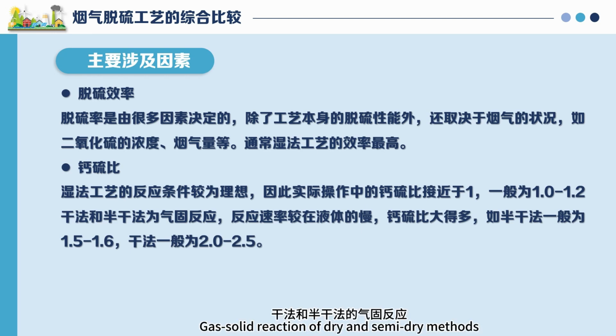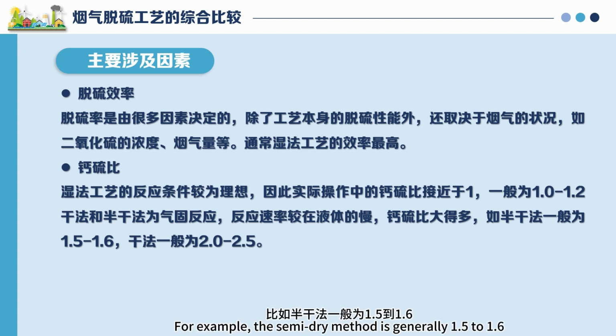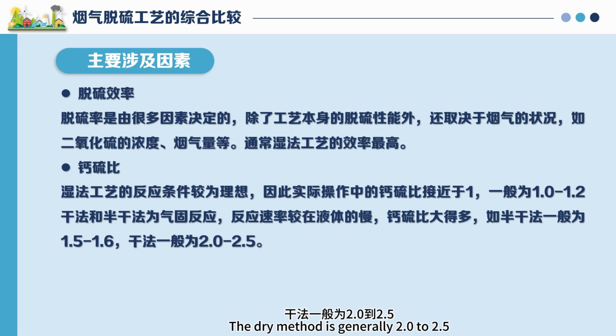Gas-solid reaction of dry and semi-dry methods. The reaction rate is slower than that in liquid. The calcium flow ratio is much larger. For example, the semi-dry method is generally 1.5 to 1.6. The dry method is generally 2.0 to 2.5.